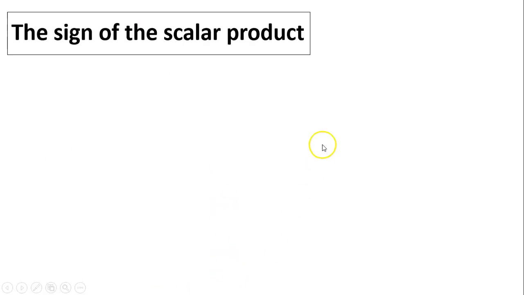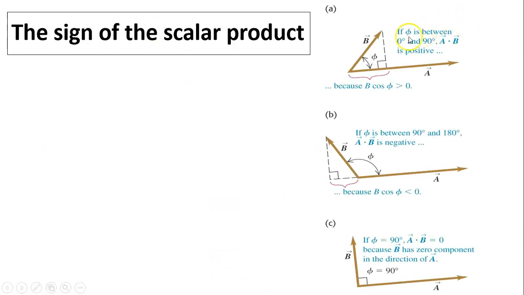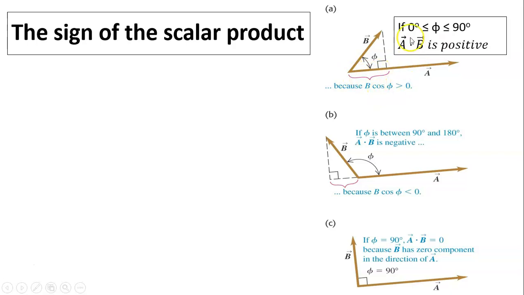The sign of the scalar product. If phi is between 0 and 90 degrees, a dot b is positive. How do we know? Because cosine phi is greater than 0, or because b times cosine phi is greater than 0, since b projected on a is positive. So when phi is greater than 0 and less than 90, a dot b is positive.